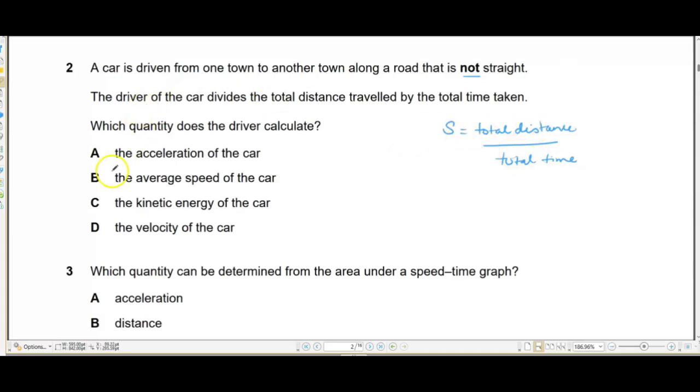So he has measured the average speed of the car, not the acceleration, not the kinetic energy or the velocity of the car. Velocity is measured with a different formula. Kinetic energy is half mv squared, acceleration is vf minus vi over t. So they can't be measured with this formula. Only the speed of the car can be calculated with this formula.